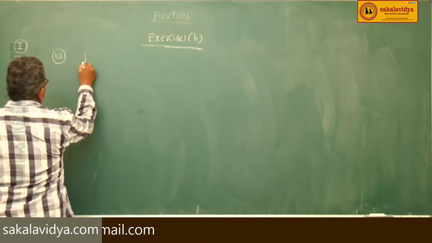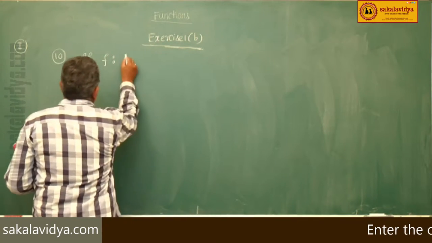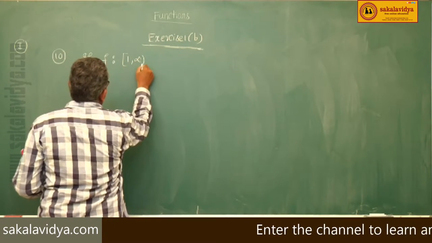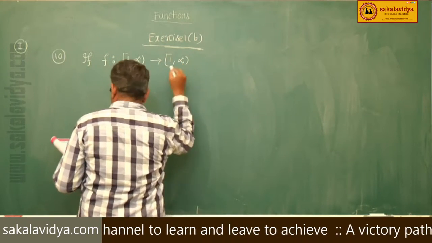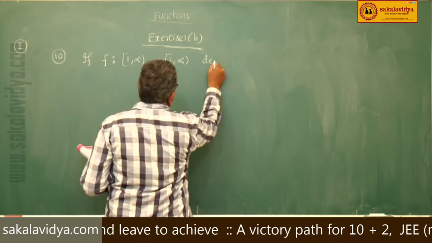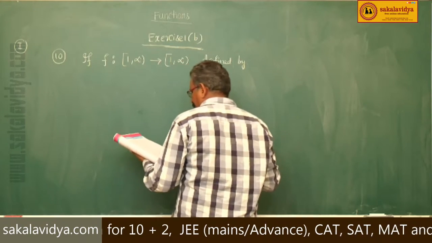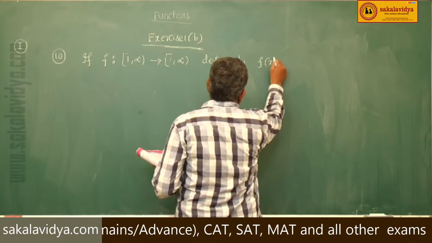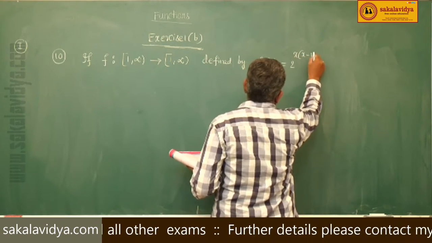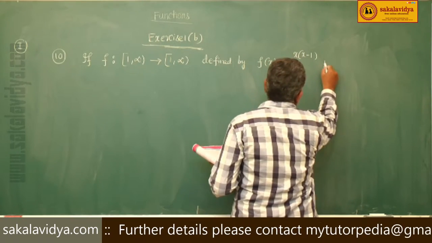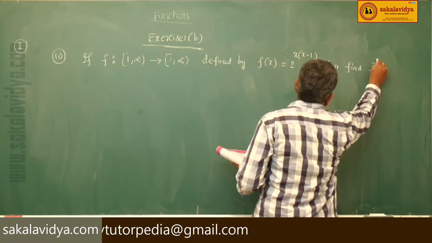If f maps 1 to infinity to 1 to infinity defined by f of x is equal to 2 power x into x minus 1, then find f inverse x.